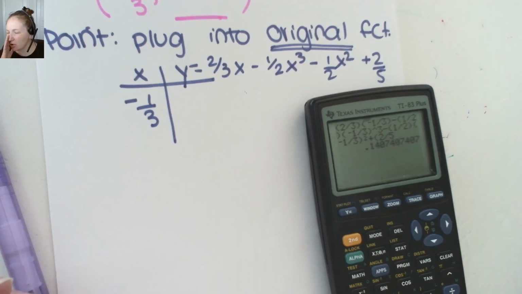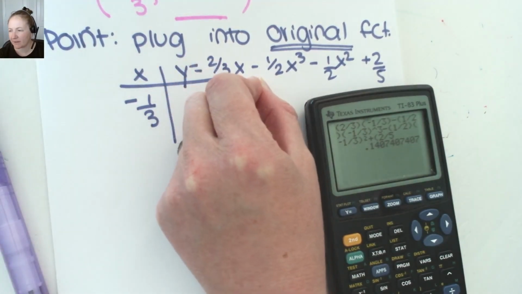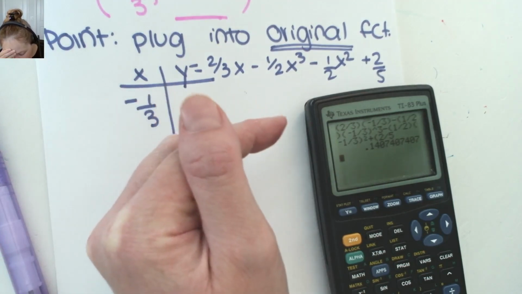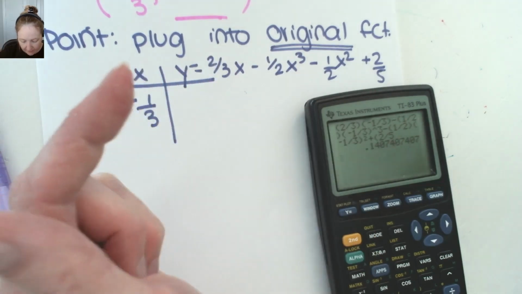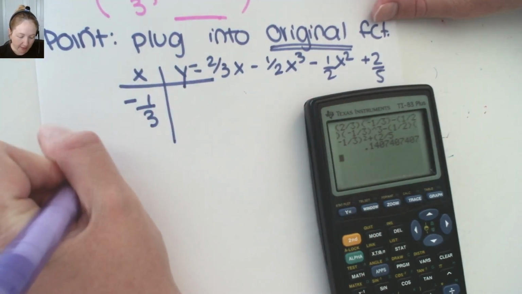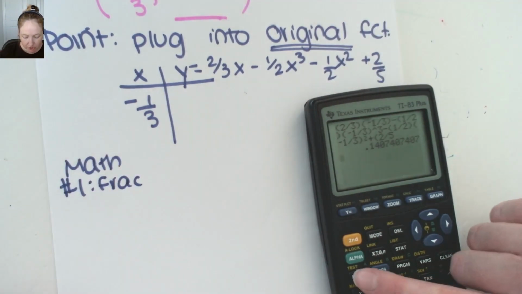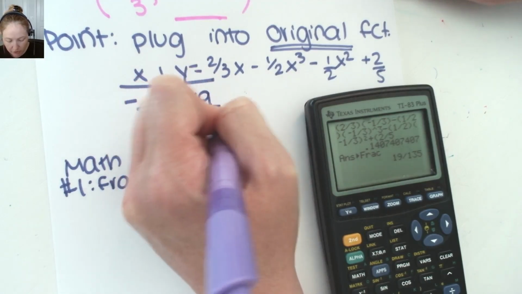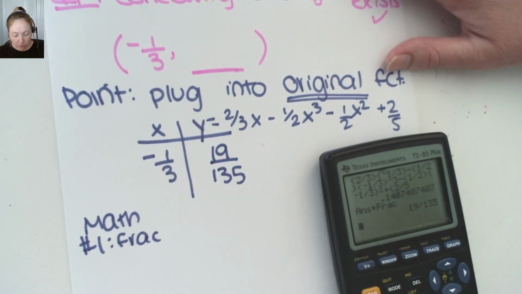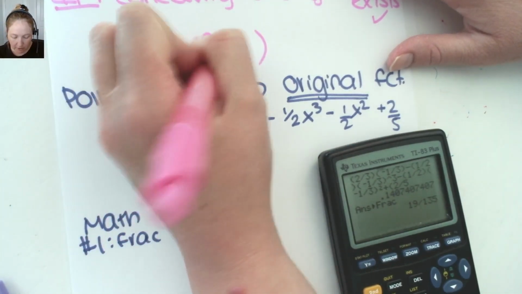So the thing that I'm trying to show here is you really want to put the parentheses around the fraction to make sure that all of that fraction gets multiplied by all of the x fraction. And I'm just going to make sure that I did that correctly. Hopefully I did that correctly. And then you can hit that math frac button, number one fraction, to convert it into the fraction if possible. So math frac, and that gives us 19 over 135. So our inflection point is going to be negative 1/3, comma 19 over 135.